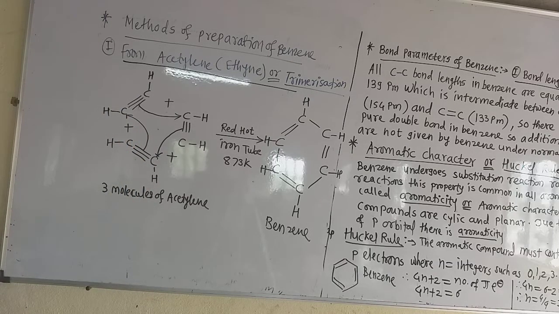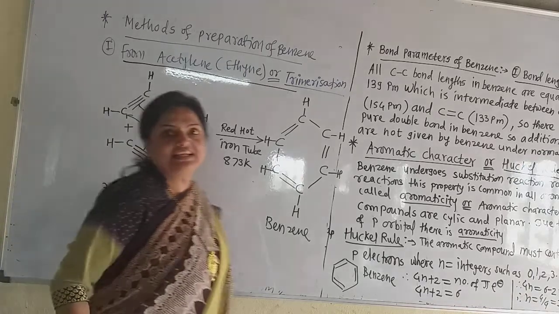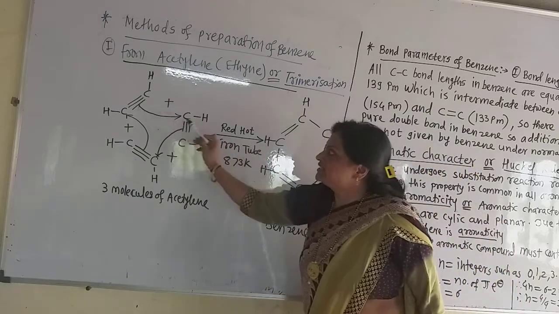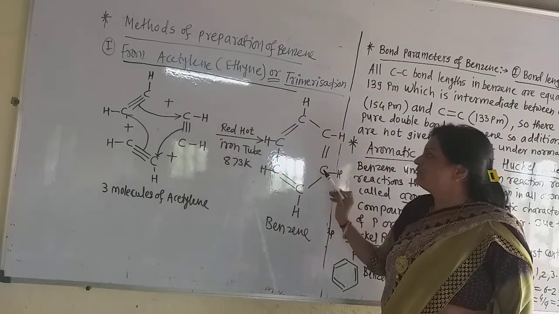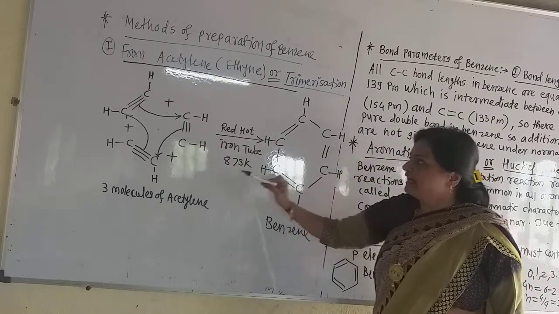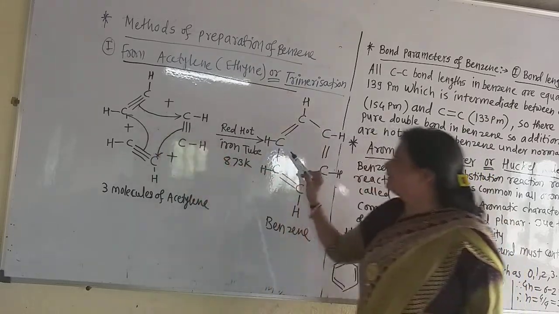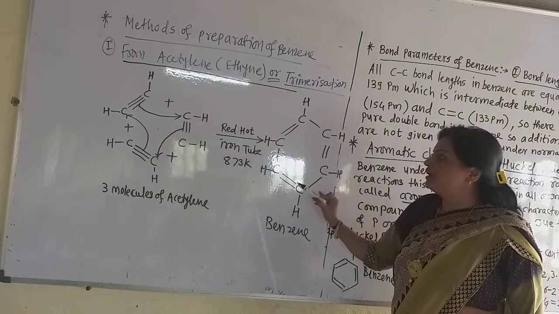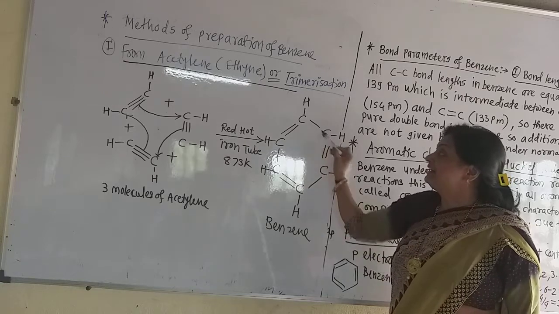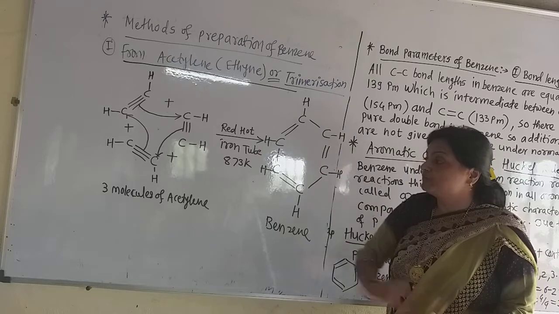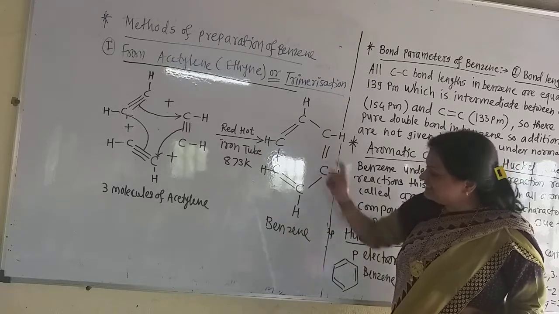Now see, there is formation of 3 single bonds between the carbon atoms in this way. Now when this bond attacks on this carbon, this single bond is formed. When this bond attacks on this carbon, this single bond is formed. And when this bond attacks on this carbon, this single bond is formed. Now only double bonds are remaining. An alternate single and double bond 6-membered ring is formed from the 3 acetylene molecules, and that is the benzene ring.